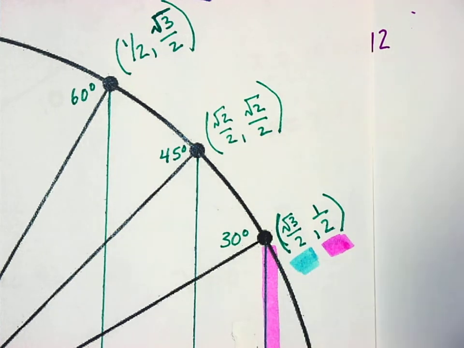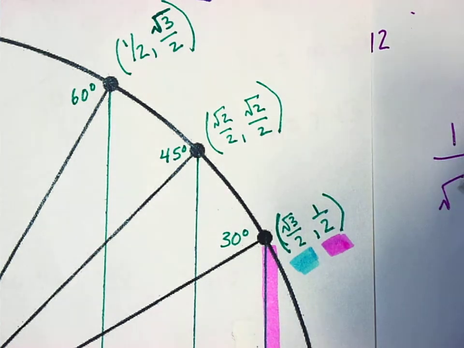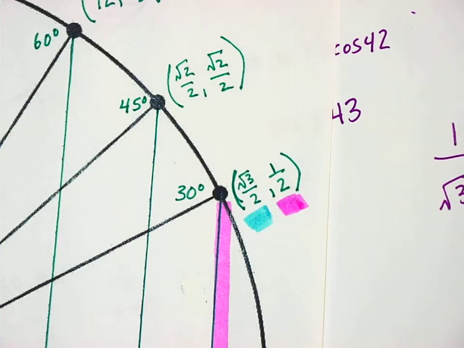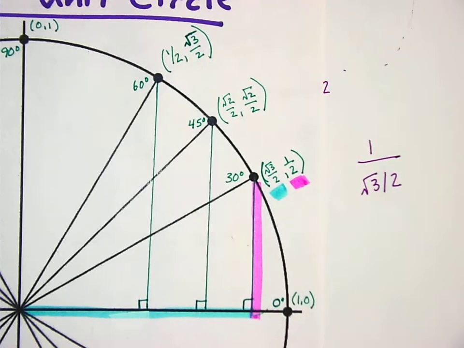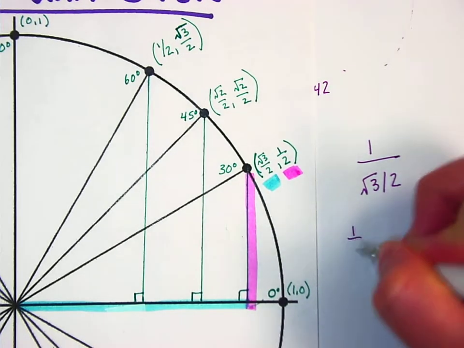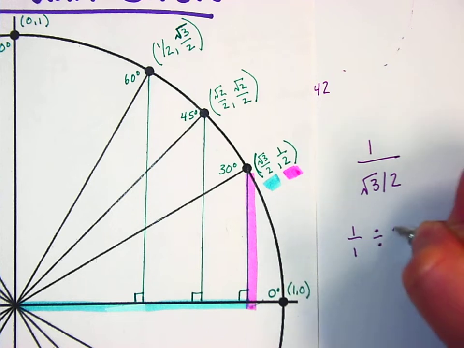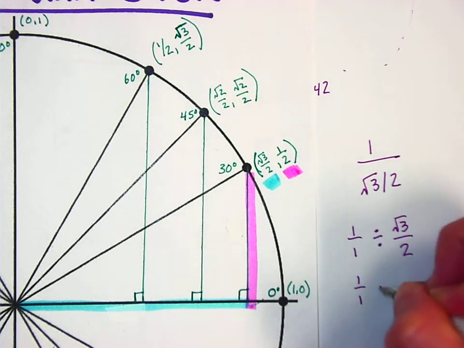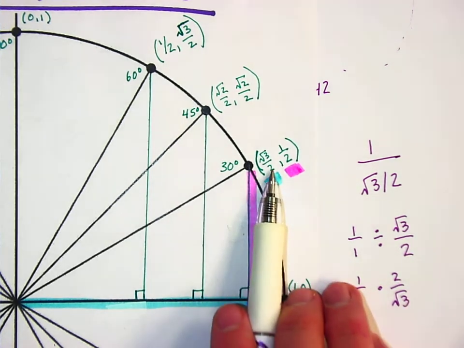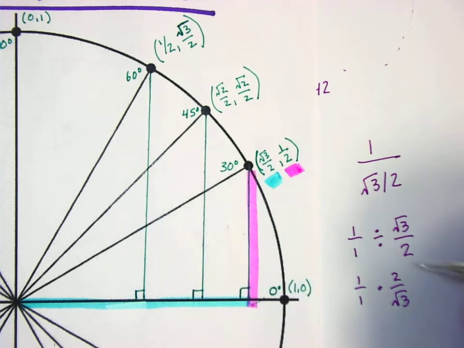So if I did 1 over the square root of 3 over 2, that would be the same thing as 1 over 1 divided by the square root of 3 over 2, which, if you're dividing fractions, is 1 over 1 times 2 over the square root of 3. So really, what I could just do is flip this upside down because it ends up being the same thing.